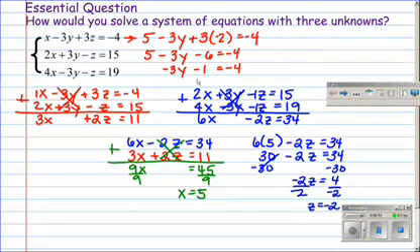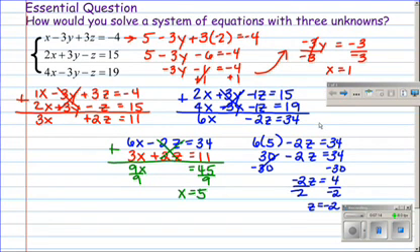And when we add 1, I'm running out of room, so bear with me. When I add 1, that's going to be negative 3y equals negative 3. And then when we divide by negative 3, we get y equals positive 1. So we have three answers here. I'm sorry, I said x, this is y. We have y equals 1, x equals 5, and z equals negative 2.